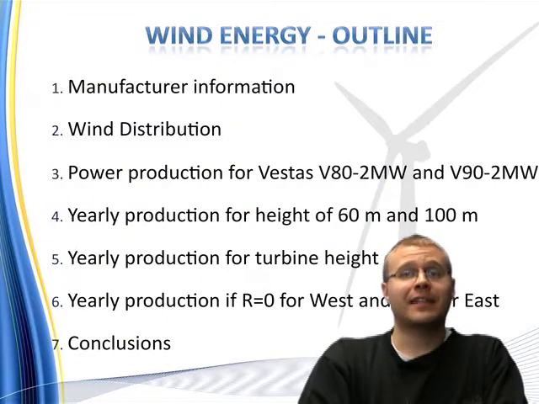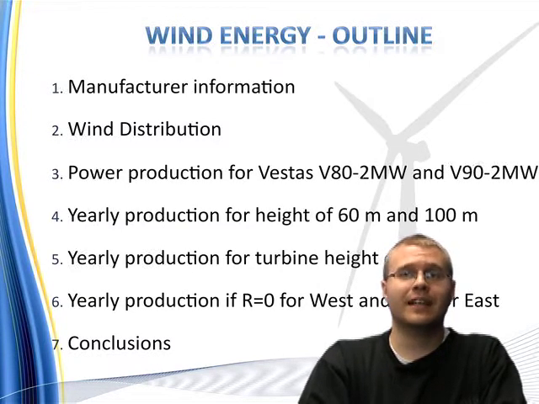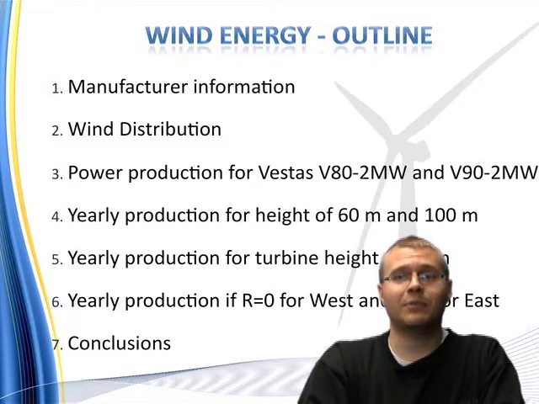The outline for our presentation is as following. We'll start with information about the models, then present the distribution of the wind, power production curves of the two Vestas models, and then continue by showing the results of the yearly production of the nacelle at 60, 80 and 100 meters. Finally, we observe the influence of roughness and end with a short conclusion.